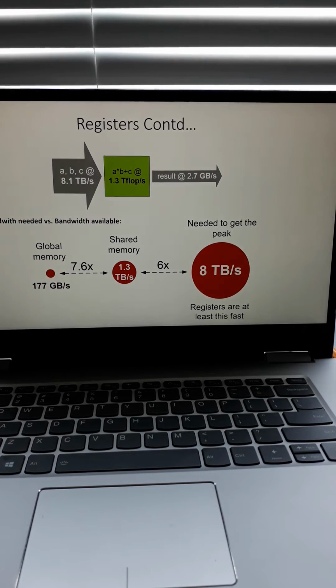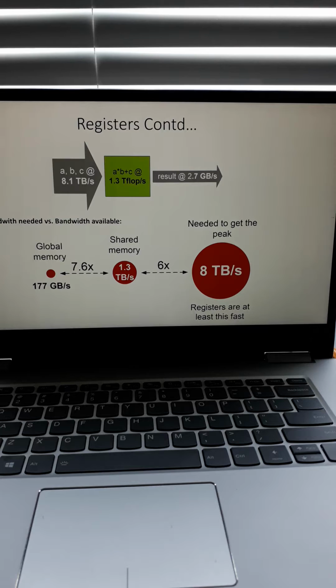So we can see that if we want to execute this instruction, we need registers to reach the peak. So if you want to run close to the peak, it is always advisable to use registers. They are very fast, even as compared to shared memory.